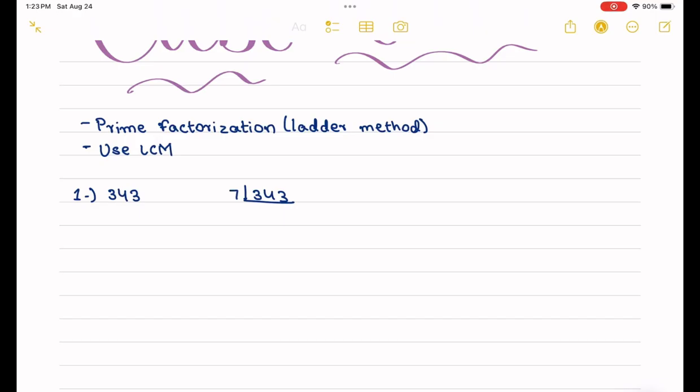So first one, we have 343. 343 is an odd number. So you do your trial and error method and I reached 7. 1, then 2, no, 3, 5. Of course not 5 because it doesn't end with 5. And I came down to 7.